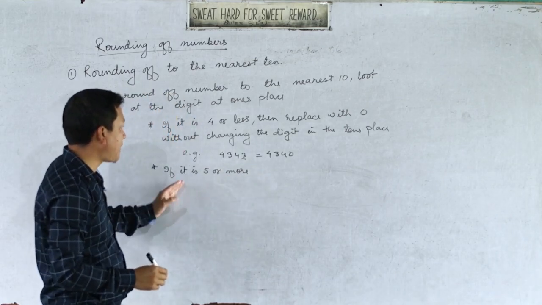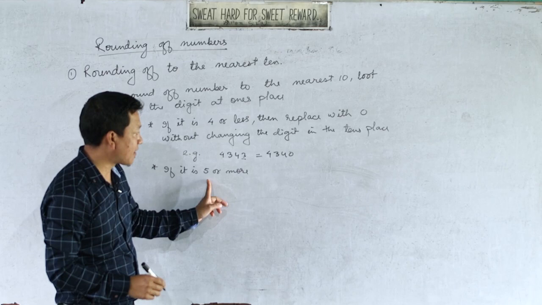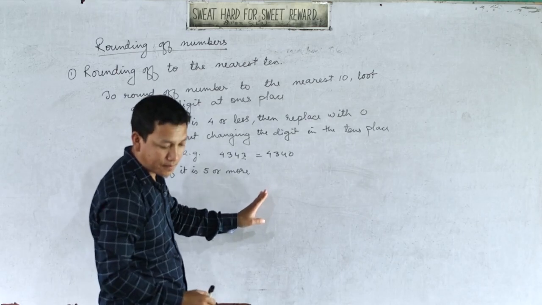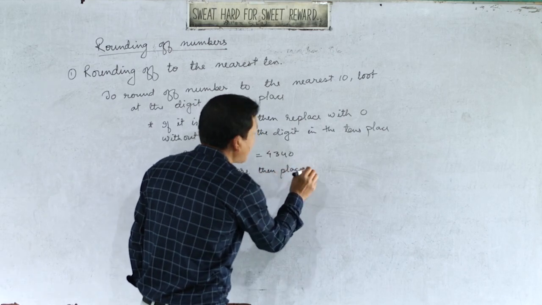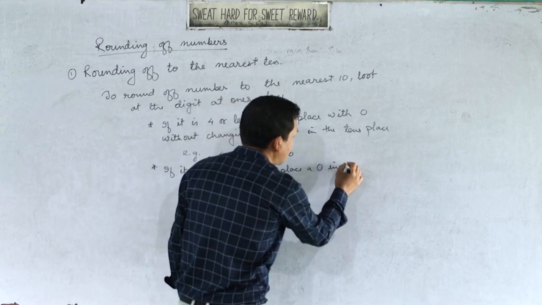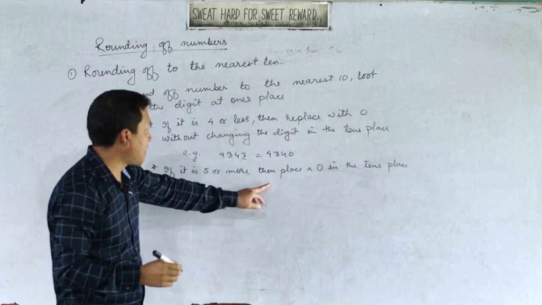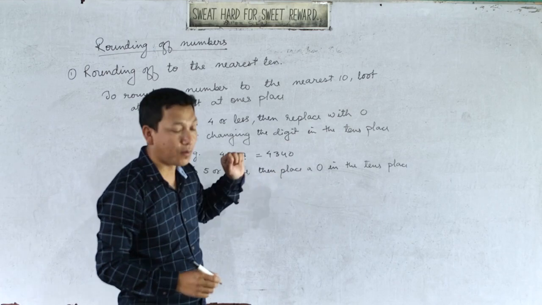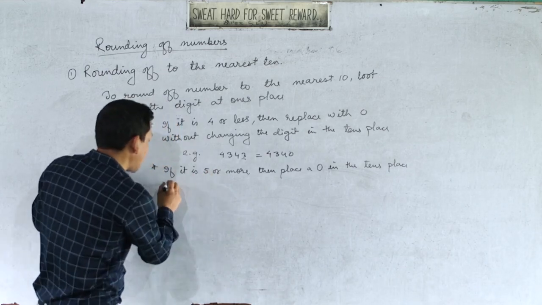If it is five or more, in the ones place, then place a zero in the tens place.